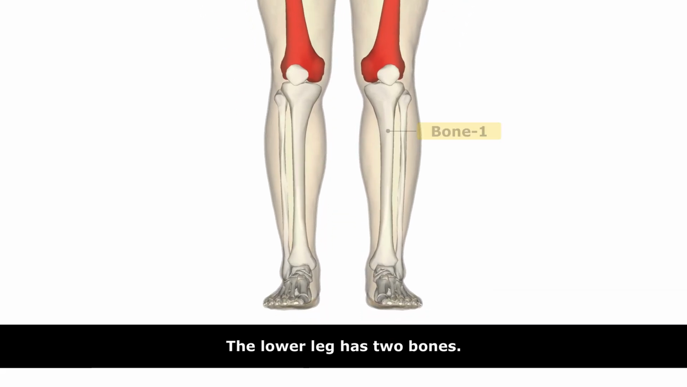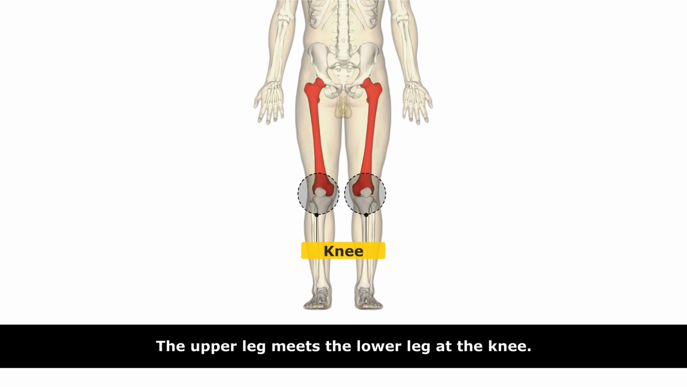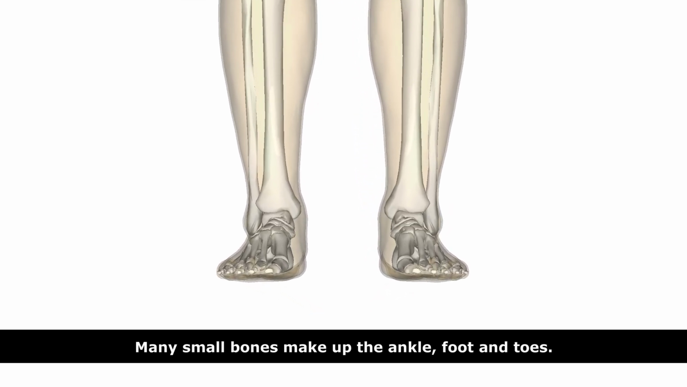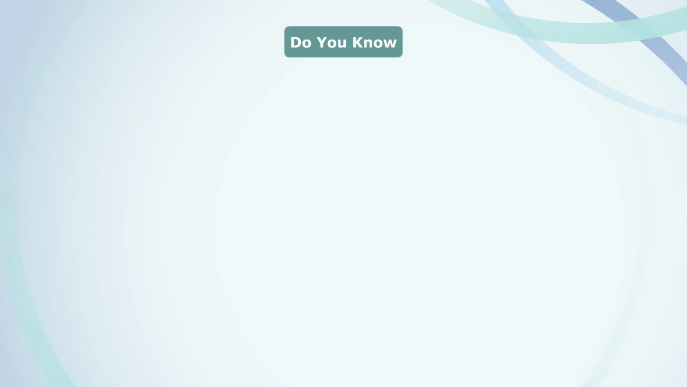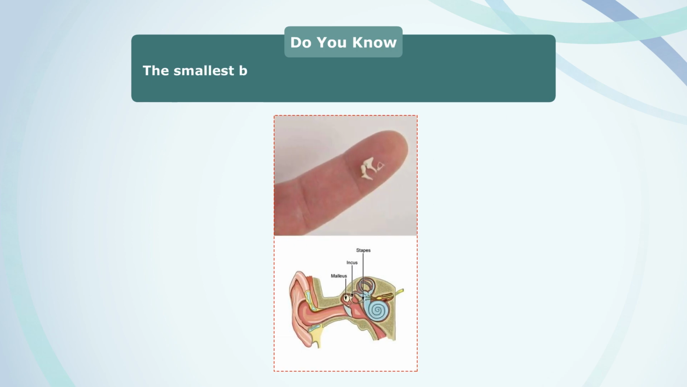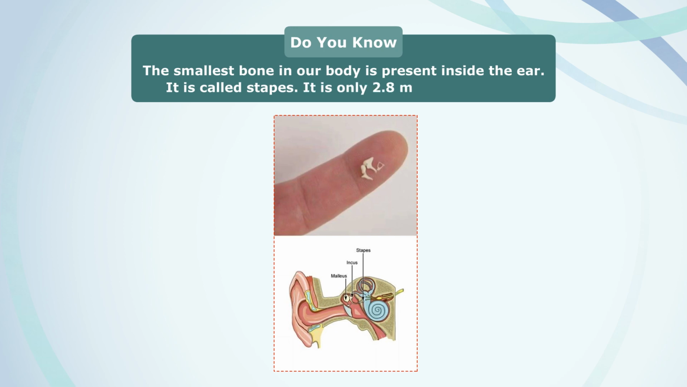The lower leg has two bones. The upper leg meets the lower leg at the knee. Many small bones make up the ankle, foot and toes. Do you know? The smallest bone in our body is present inside the ear. It is called stapes. It is only 2.8 millimeters long.